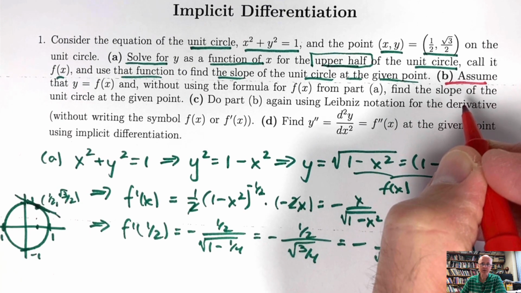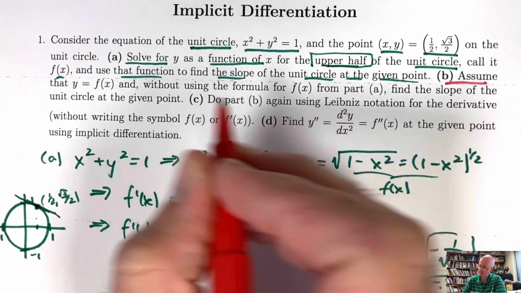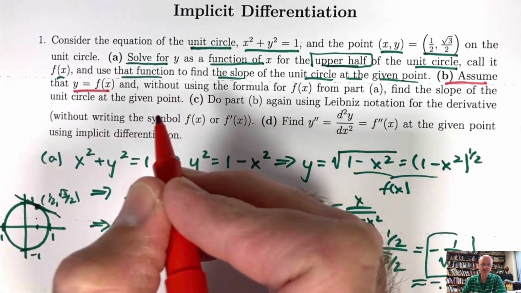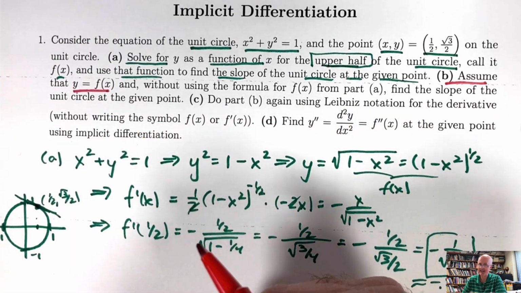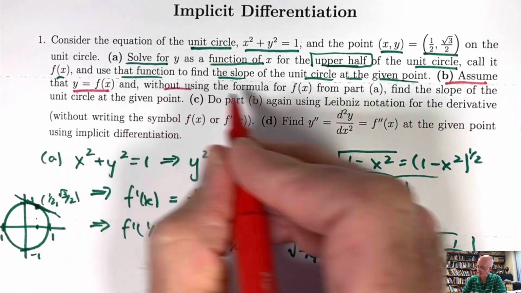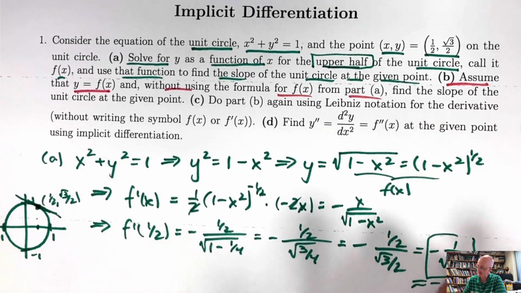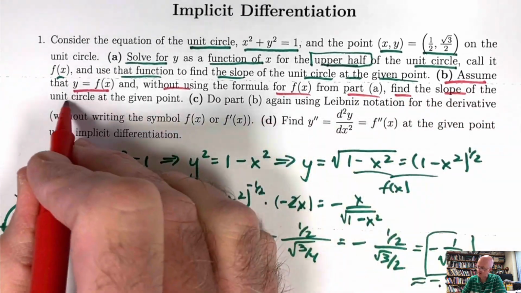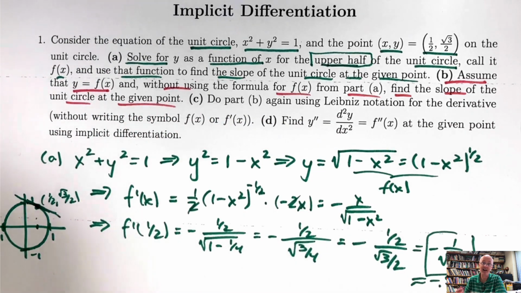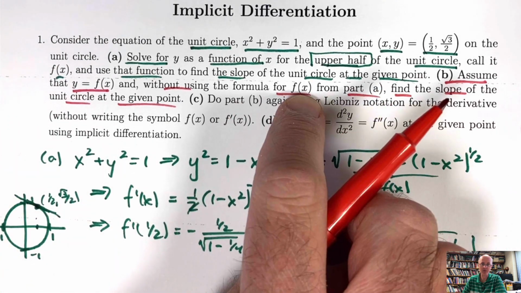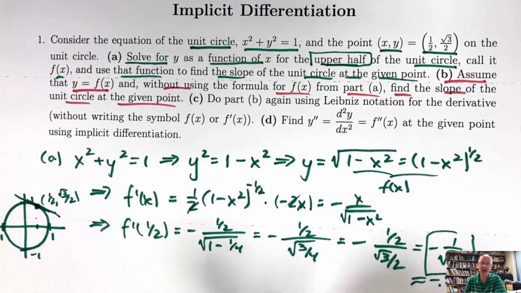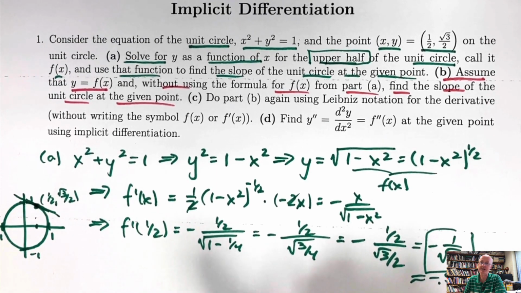That is important with implicit differentiation, that we make an assumption that y equals f of x, that y depends on x, and without using the formula for f of x from part A, we're pretending we haven't done part A, find the slope of the unit circle at the given point. And you say, huh? How can we possibly find the slope of the unit circle at the given point if we don't use the formula for f of x like we did in part A? That's what implicit differentiation is all about.